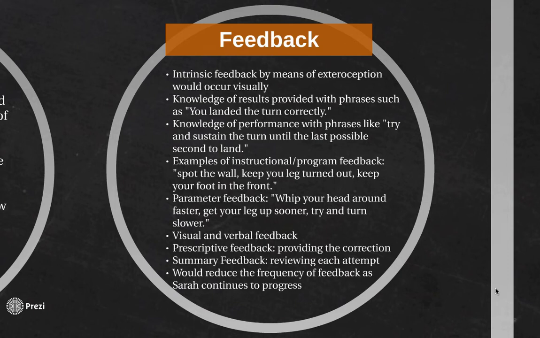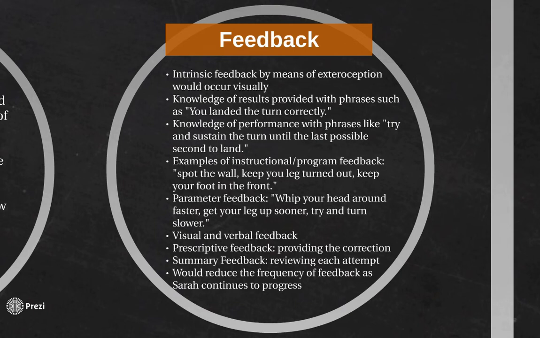I would give her a lot of intrinsic feedback by means of exteroception that would occur visually, meaning that I would be able to tell Sarah, okay, you're not doing this correctly. Can you see how you're not doing this correctly based on what your body is doing? Because a lot of times there's mirrors in dance studios, so she would be able to visually see that she's not performing it correctly outside of her body.